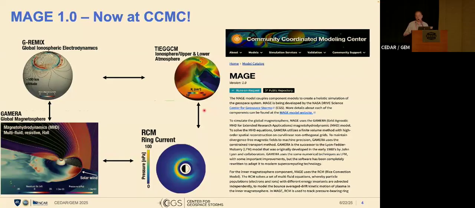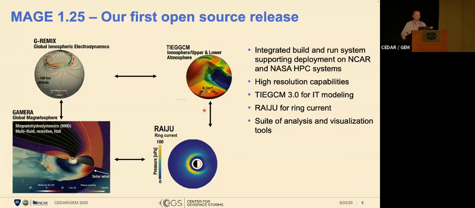That version of the model we are not releasing as an open source product, primarily because of some issues that we encountered with the legacy code that's embedded in the RCM, in particular the Clawpack package. We don't have the authority to release that as an open source model. So what we are releasing as the open source model, and I'm going to spend the vast majority of the rest of this presentation talking about, is what we're calling MAGE version 1.25.